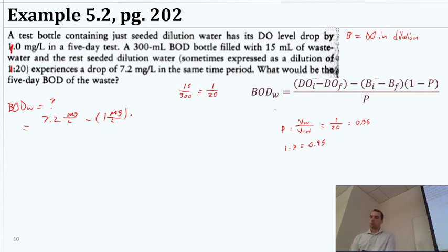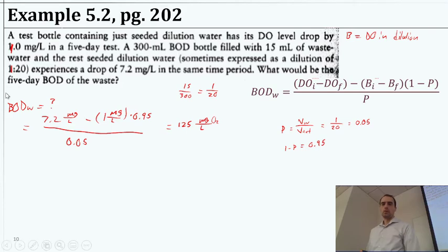Then 1 over 20 is 0.05, so 1 minus that is 0.95. So essentially it's 7.2 minus 0.95 because 1 times that, and all of that divided by 0.05. If we put this into a calculator, that should come out to be 125 milligrams oxygen per liter. Can leave the oxygen implied if we want. Milligrams BOD. All right, does that make sense?